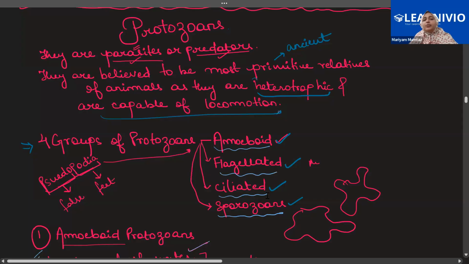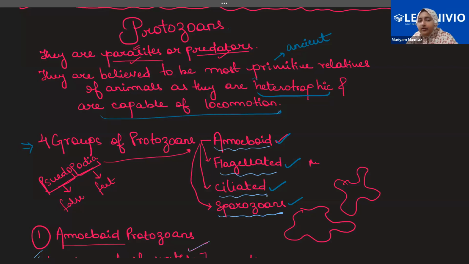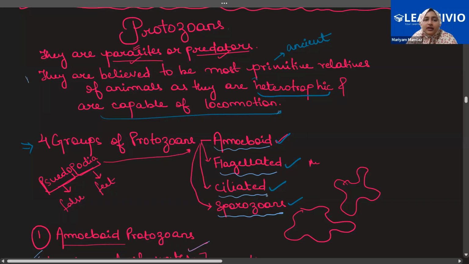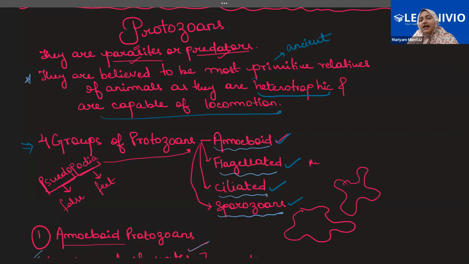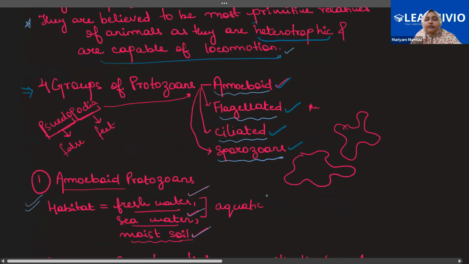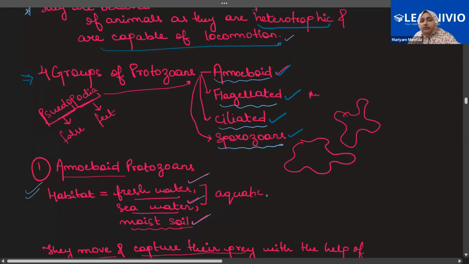Coming on to the last, that is protozoa. They are also purely heterotrophic. They are parasites or predators. Again a very important line: they are believed to be the most primitive relatives of animals as they are heterotrophic and capable of locomotion. They are more related to animals because they have no autotrophic method. They are heterotrophic and can move from one place to another. There are four groups of protozoans: amoeboid, flagellated, ciliated, and sporozoan.